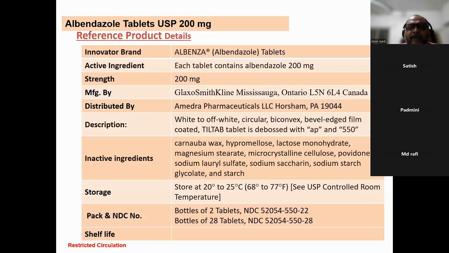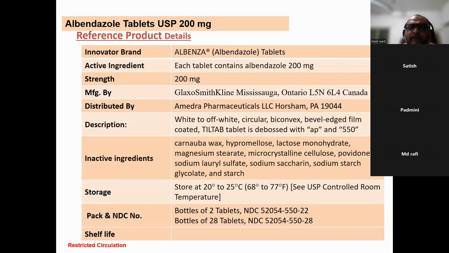Once you do that, you will try to get the information of the innovator. There are various ways to get information from the innovator, from multiple sources. Once you get the innovator from the PIL, you can get the information. If you know the innovator name, for example, in this case Albenza tablet, you just put the name Albenza in Google and mention PIL. You will directly get the PIL. There also you can get the information.